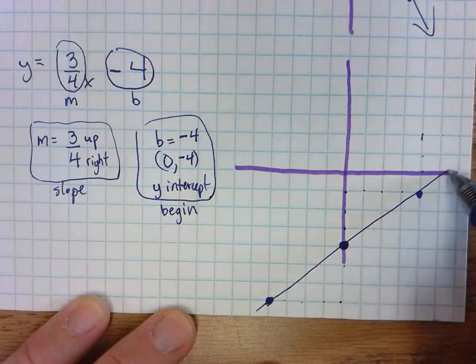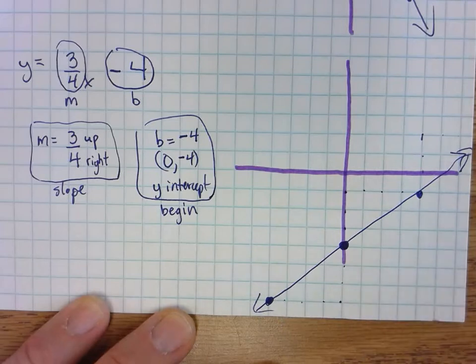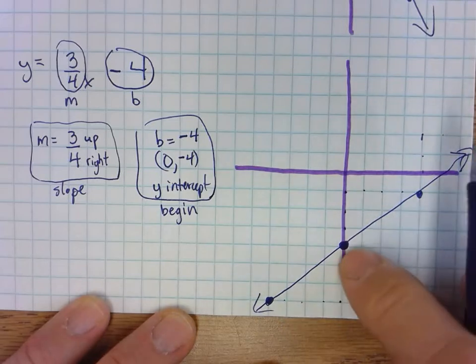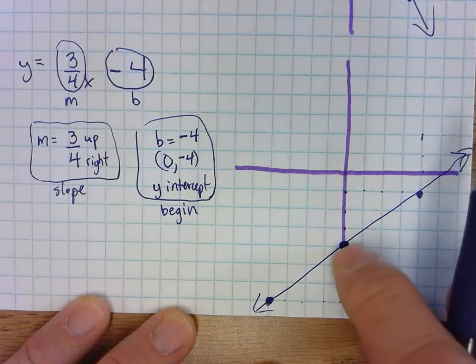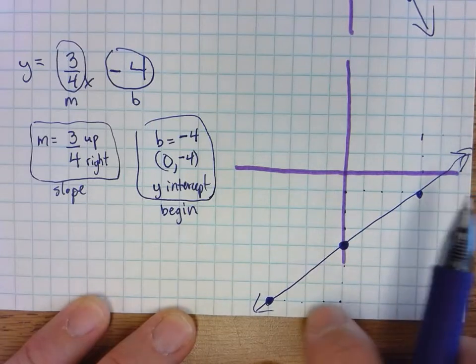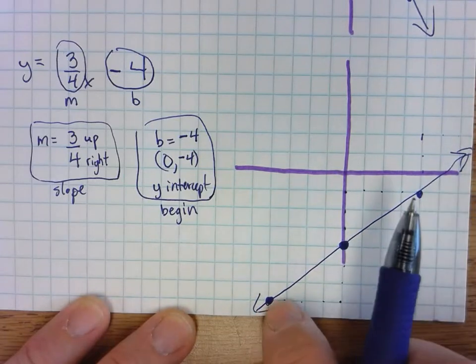Hook those little jokers together, and you can see it is going to look something like that. There's my beginning point. That's up 3 and right 4, and then I did the same thing, which is just the opposite. Down 3 and left 4 is the same.